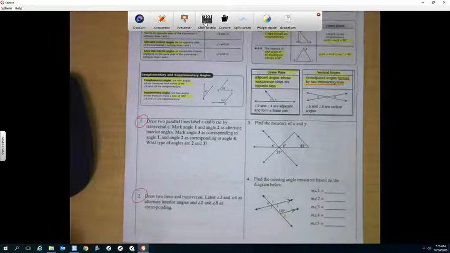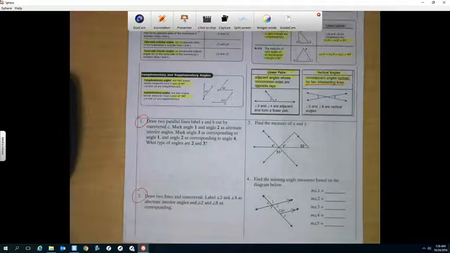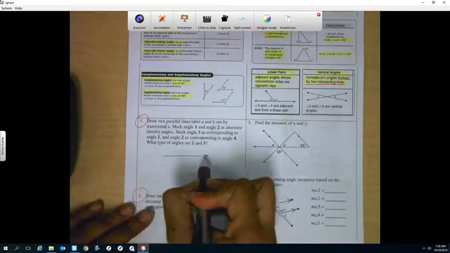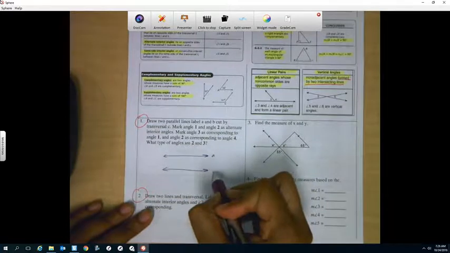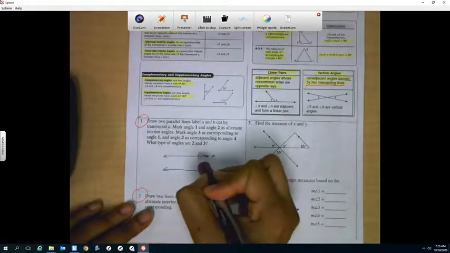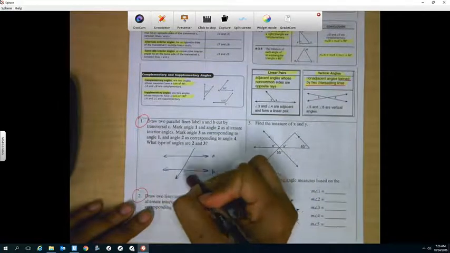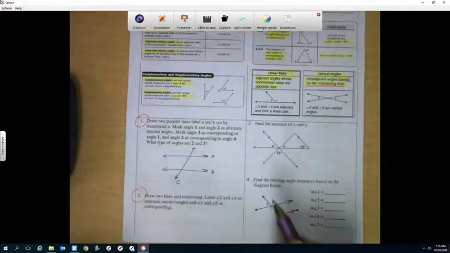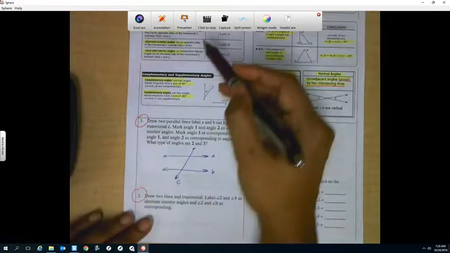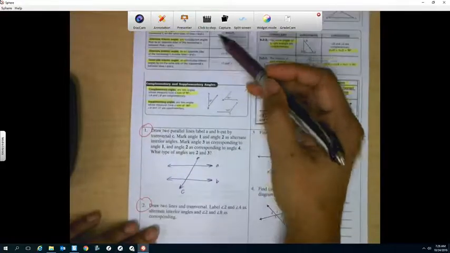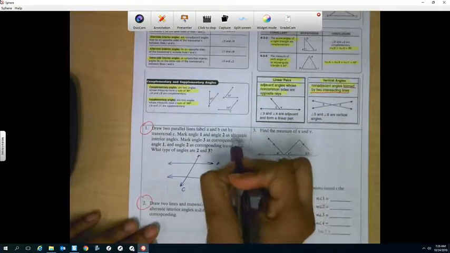So on here, number one is test-like. You are going to be expected to draw two parallel lines cut by a transversal. So you can mark them, but just get your parallel lines. We have A and B cut by a transversal C. Now your drawing can vary just a little bit, but you are going to be expected to mark the angles. So this is why it's important that you know your vocabulary. It says 1 and 2 are alternate interior.